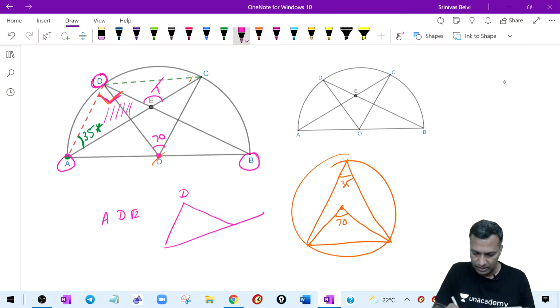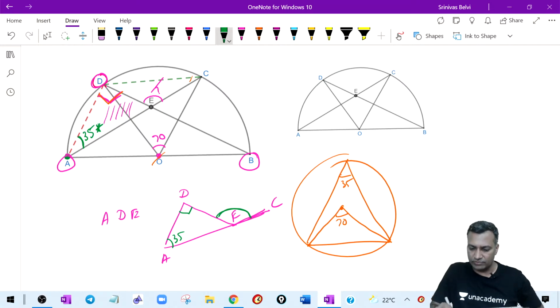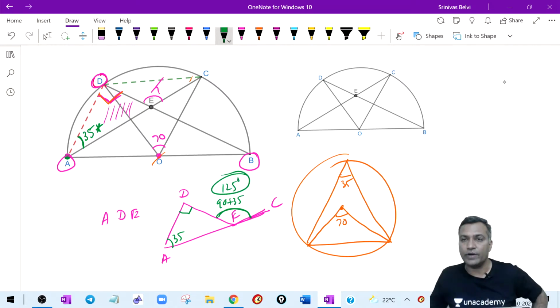Here is D, there is A, and there is a point E here, and it is going out up to C. I know that this is 90 degrees and I know that this is 35 degrees. Therefore, this is an exterior angle, which is the sum of the interior angles, which is 90 plus 35, which is nothing but 125 degrees. Beautiful question, very beautiful question.